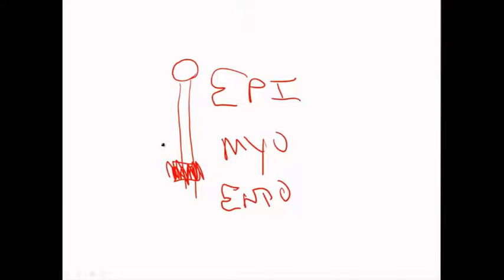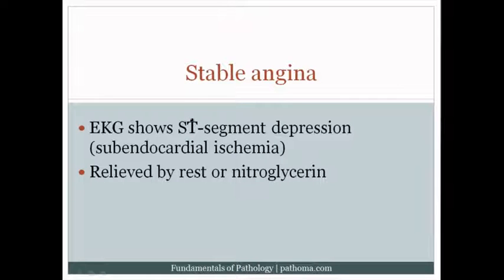And so that's exactly what's going to happen in stable angina. You're going to get subendocardial, right underneath the endocardium, you're going to get subendocardial ischemia. And the hallmark of subendocardial ischemia or damage on an EKG is ST segment depression. Now, the chest pain in stable angina will be relieved by rest, and that's because you decrease the demand of the myocardium by resting, which then will decrease the amount of blood flow that needs to be provided to the myocardium. Another way to relieve the chest pain would be nitroglycerin.